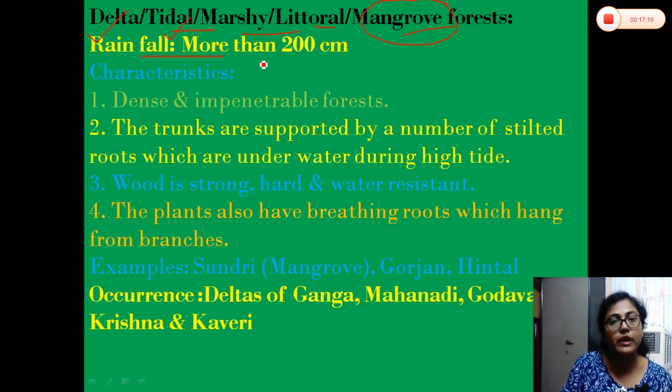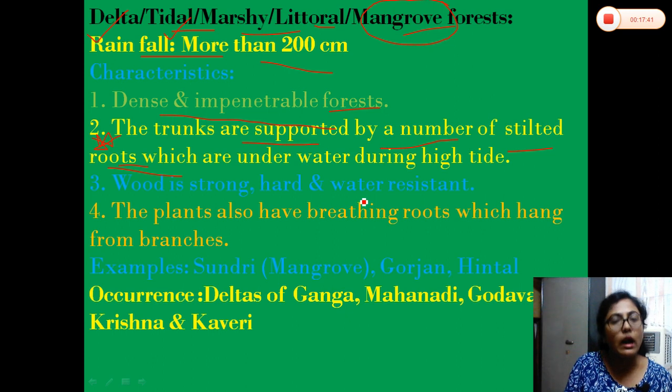Here also rainfall is more than 200 centimeters. The forest is dense and impenetrable. The trunks are supported by a number of stilted roots. I am showing you the feature. Why stilted roots? So that the trees can stand over the muddy, unstable soil. So this is one of the environmental adaptations of this forest.